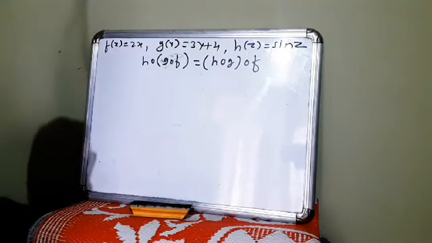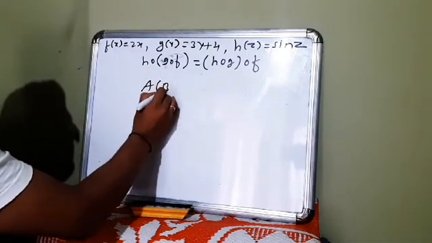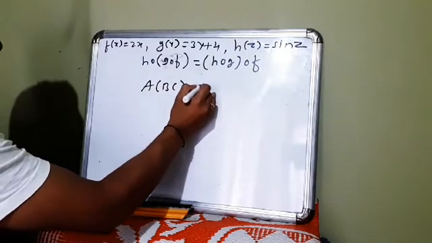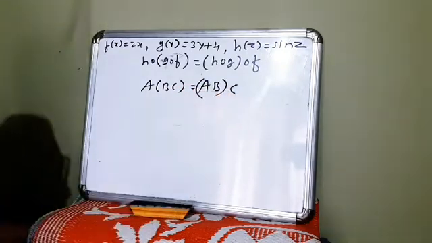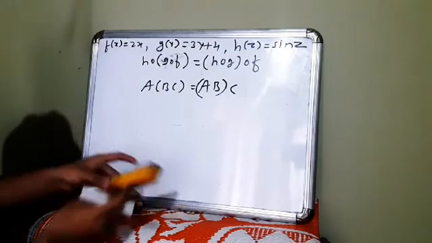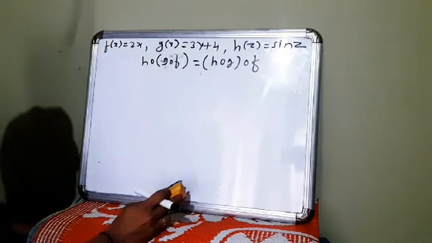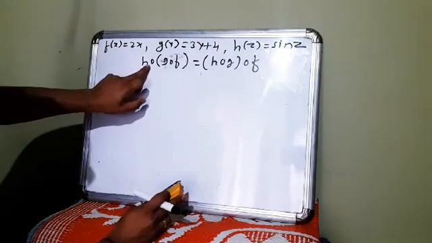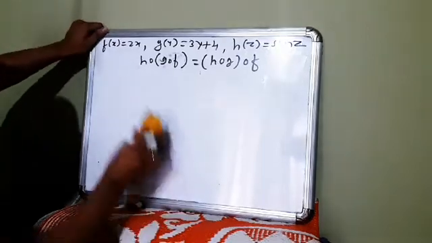So this result is in the form of what? Associative property. As you know, A(BC) is equals to (AB)C. Associative property, right? So we have to prove this by taking LHS and RHS separately. First let us calculate this LHS part, h composition (g composition f).